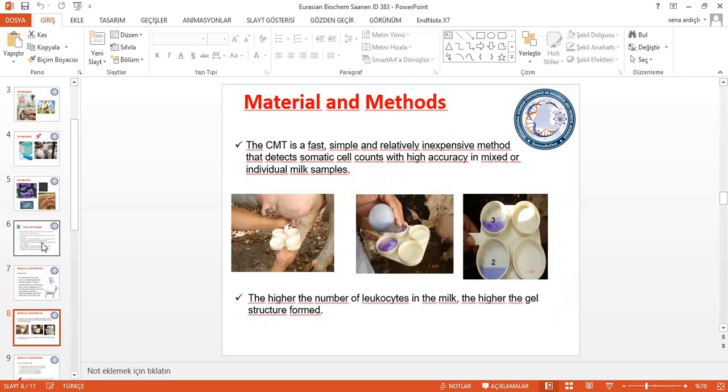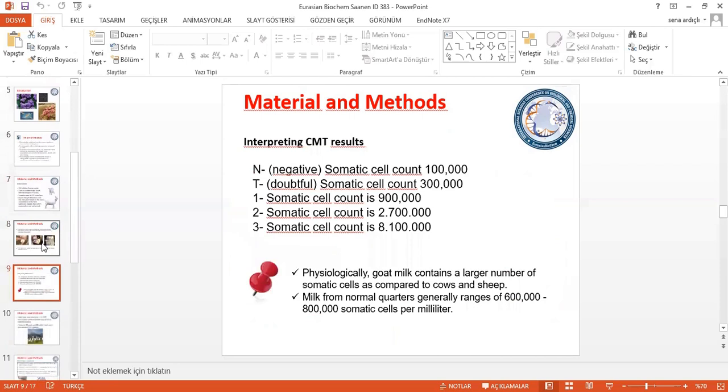The higher the number of leukocytes in the milk, the higher the gel structure formed. According to this grading system, 1, 2, and 3 positive reactions indicate the relevant udder lobe is infected. If it is suspicious, it suggests that there may be an infection in the relevant udder or udder lobes, and if only one udder lobe has a suspicious reaction, there is no infection. If both udder lobes give a suspicious reaction, this is considered an infection. Negative results are interpreted as no infection.